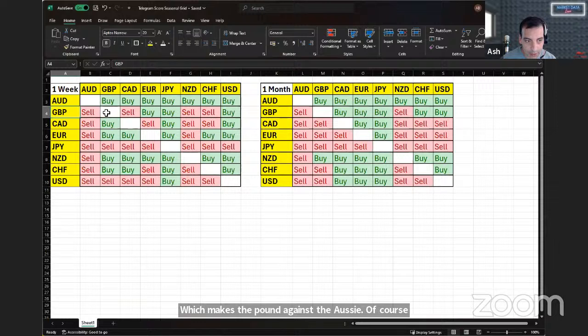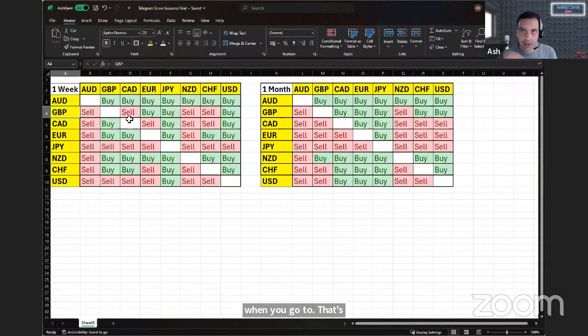And the pound against the pound is obviously not one. Against the CAD it's a sell. Against the euro, it's a buy. Against the yen, it's a buy. So this is really what it's showing you. And that's the data week on week.